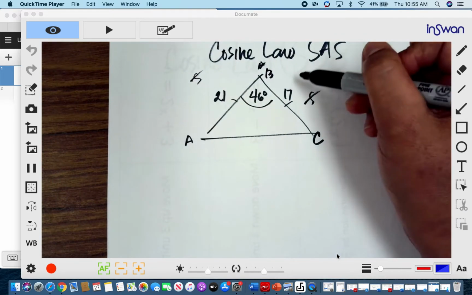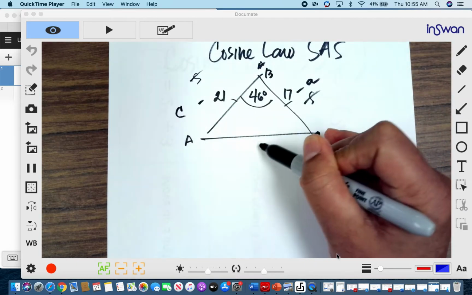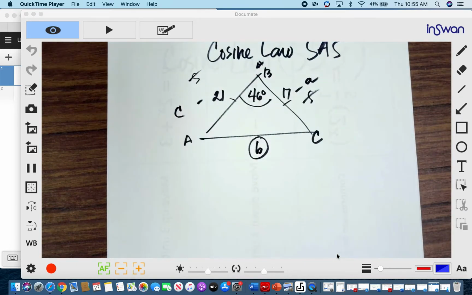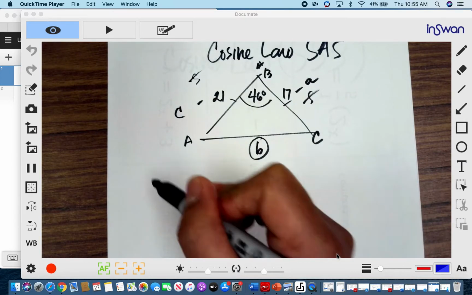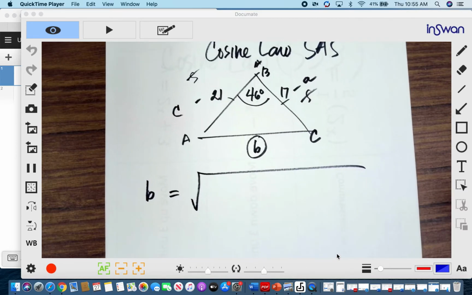Okay, so identify the letters. So this is A, this is C, and this is B. So we have to solve for B. So when we solve for B, we need to find the formula for B. But how do we know that?